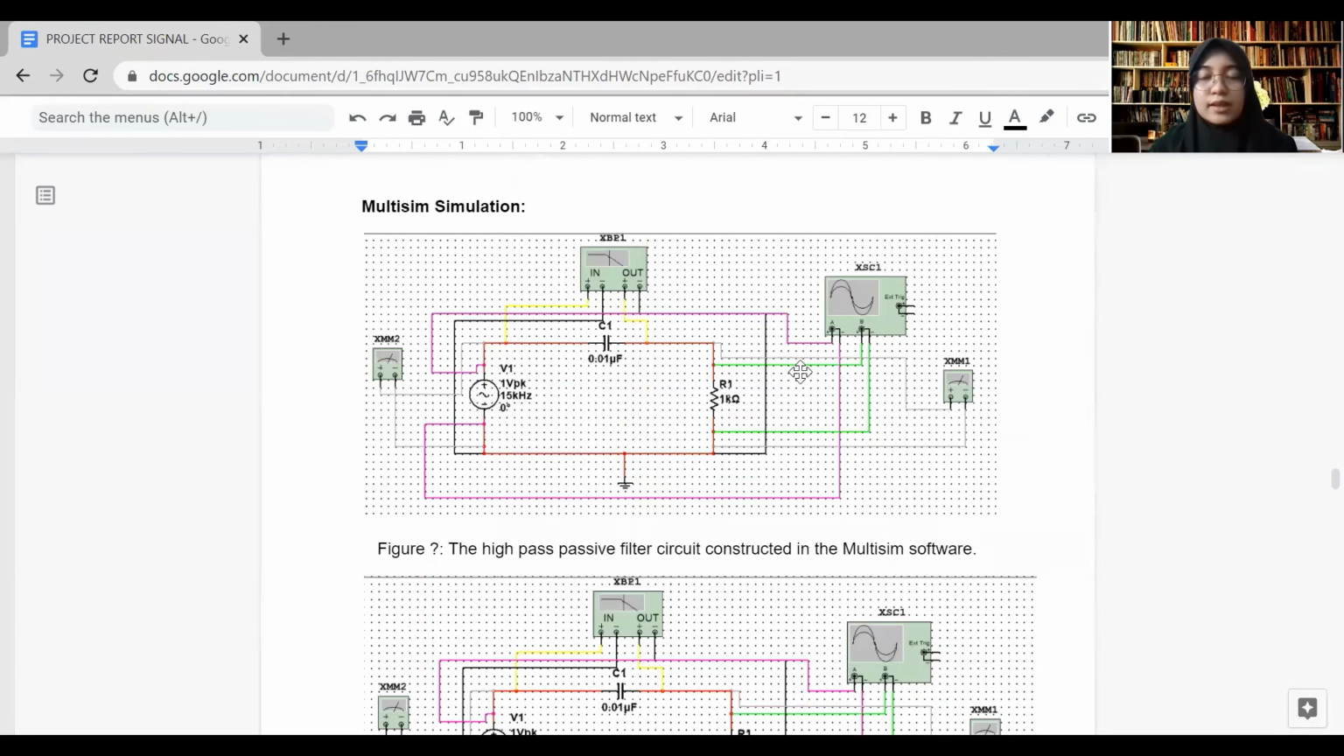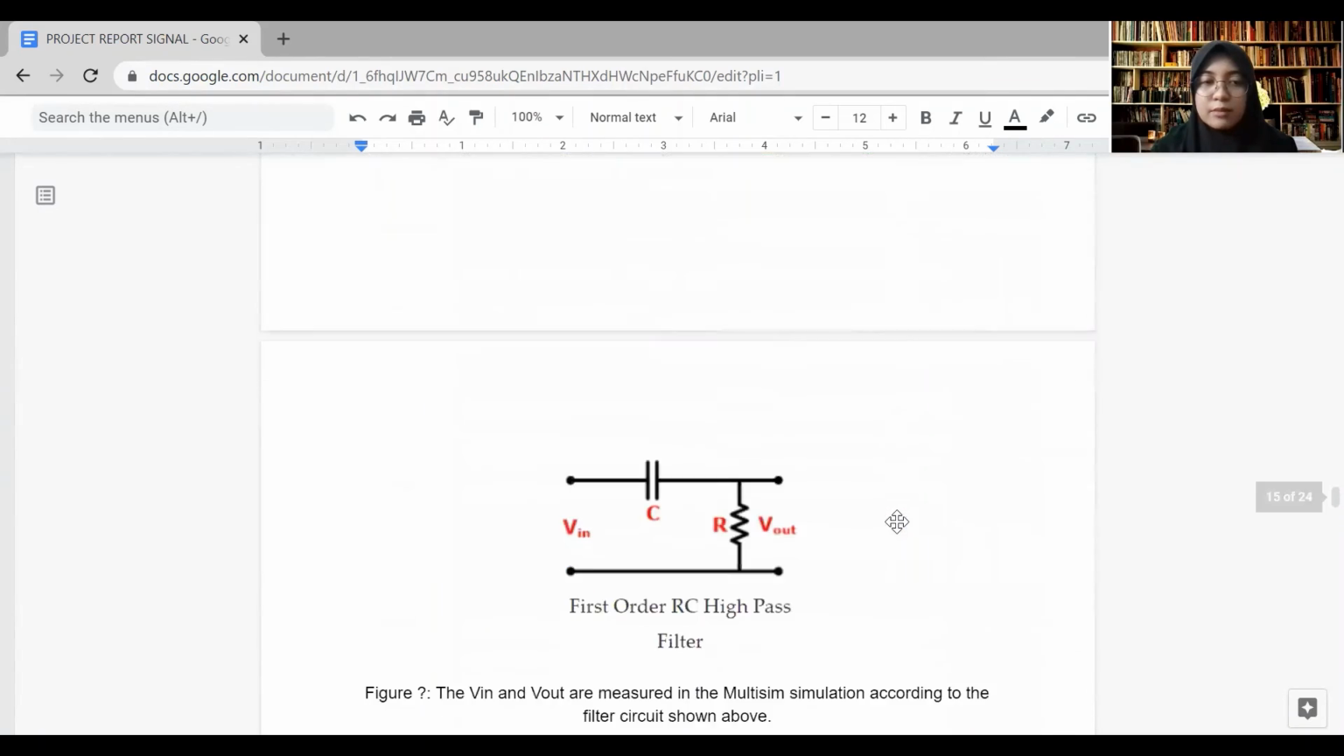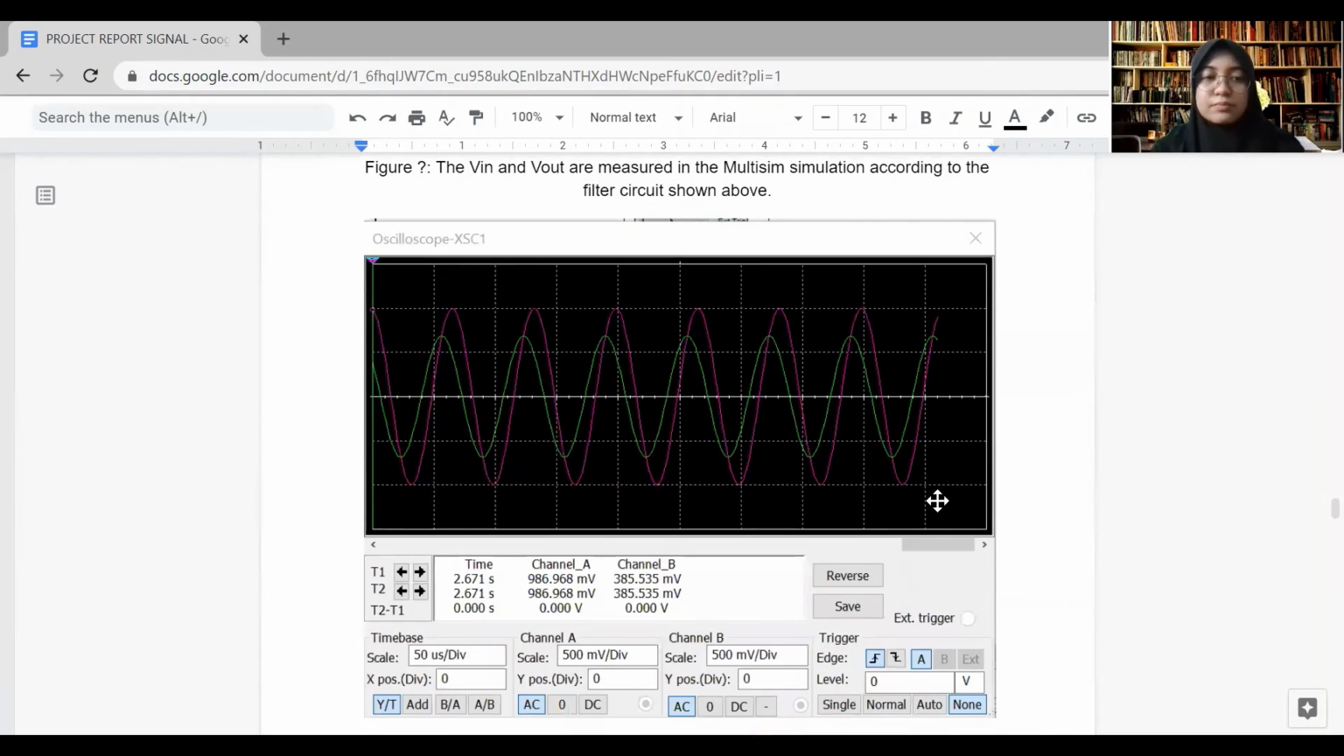I will be presenting the simulation of the high-pass passive filter using Multisim and Octave software. The high-pass passive filter circuit consists of a 1 volt AC power voltage supply with the frequency of 15 kHz, 1 kilo ohm resistor and 0.01 microfarad capacitor. The frequency response of the circuit is observed by using the Bode plotter component. The sine waves can be observed on the oscilloscope.